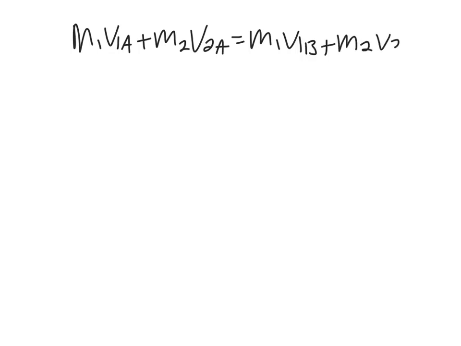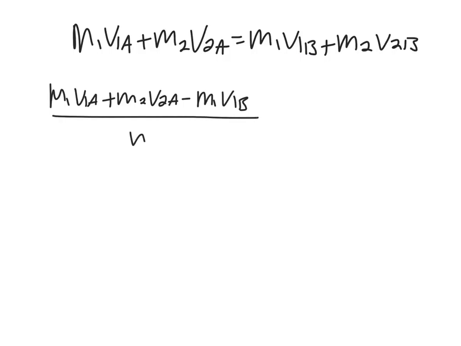So we have M1 V1A plus M2 V2A equals M1 V1B plus M2 V2B. Nothing cancels out here and it doesn't simplify, so we do have all of these values. It's just a matter of doing the algebra and then putting the numbers in. We're solving for V2B, so I'm going to isolate that. We get M1 V1A plus M2 V2A minus M1 V1B over M2 equaling V2B.